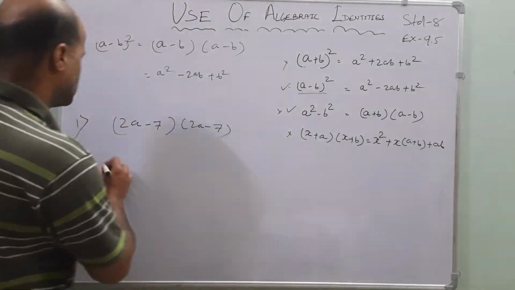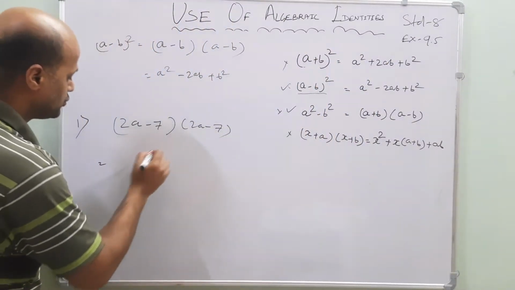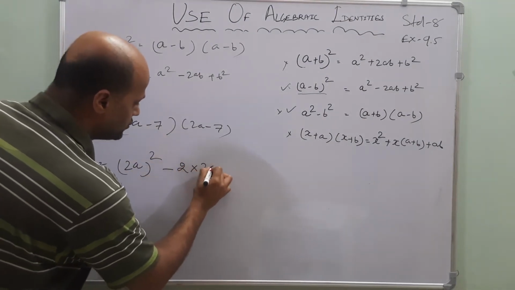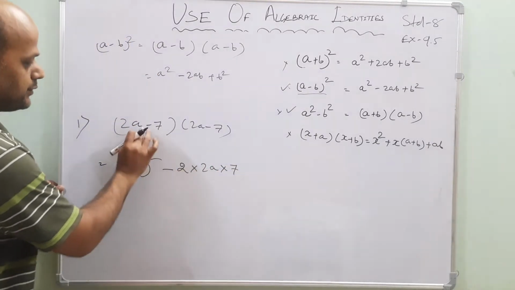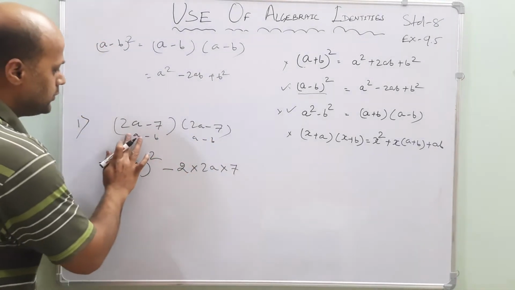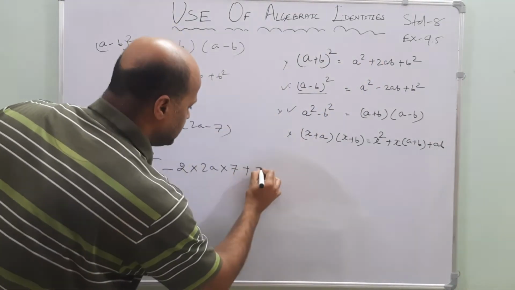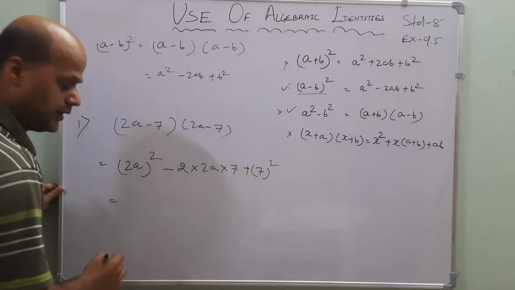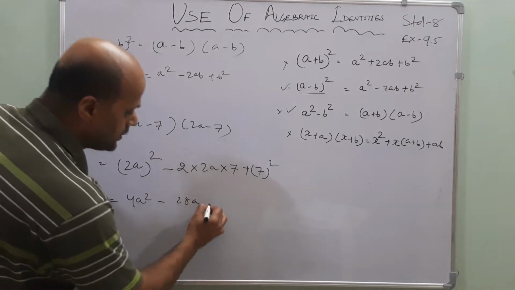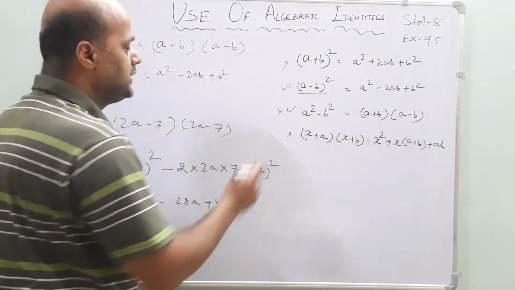So, apply this one. (a - b) whole square is what? a square minus 2ab plus b square. So, do it. What is a square? (2a) square minus 2 into 2a into 7. Don't put minus 7 because we are writing this one as (a - b) into (a - b). So don't put minus 7 here. Okay? If you put it, then your answer will be wrong. Plus b square, that is 7's whole square. Now solve it. 4a square minus 28a plus 49. This is the answer by applying the identity (a - b) whole square.